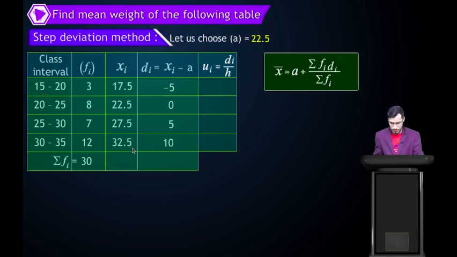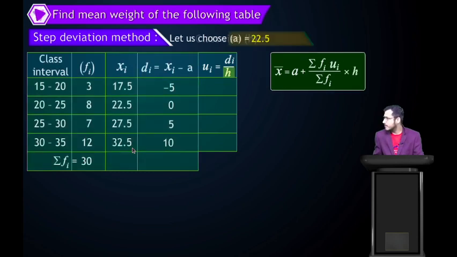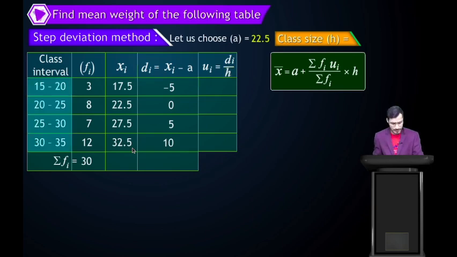So we can change the formula, that is the step deviation method. The formula is x bar is equal to a plus sigma f u divided by sigma f, into h, where h is the class size. So class size here is 15 and 20. How can we find the class size?